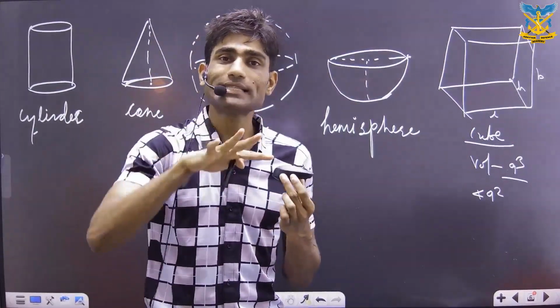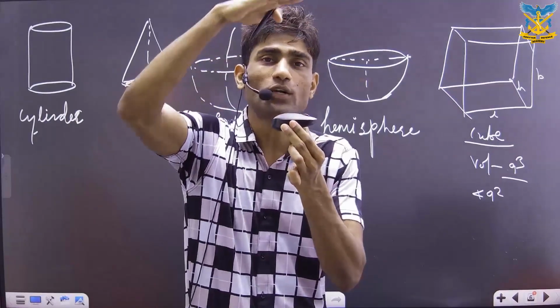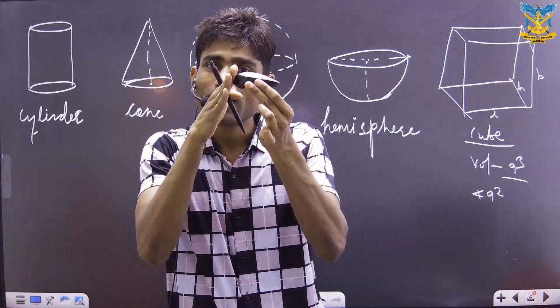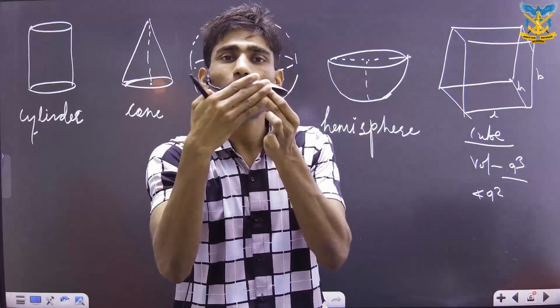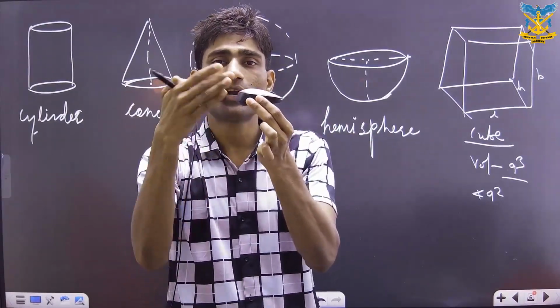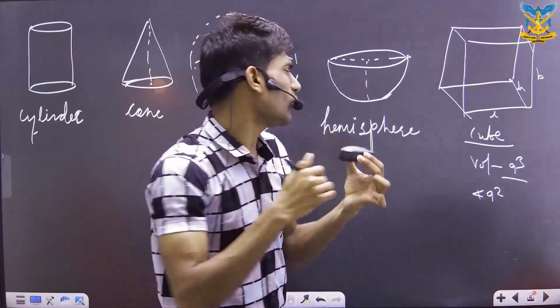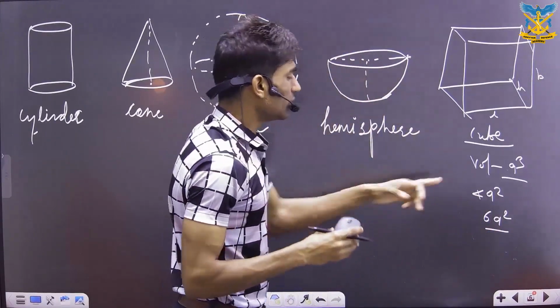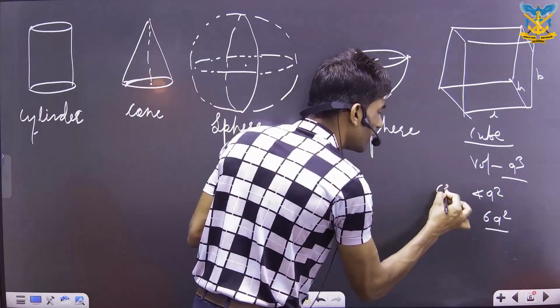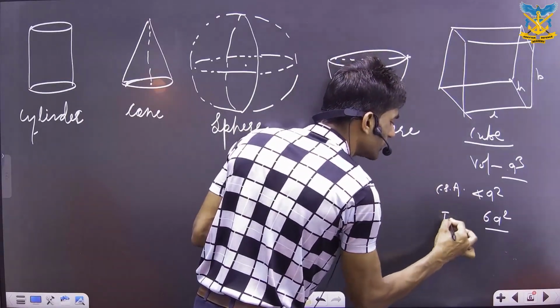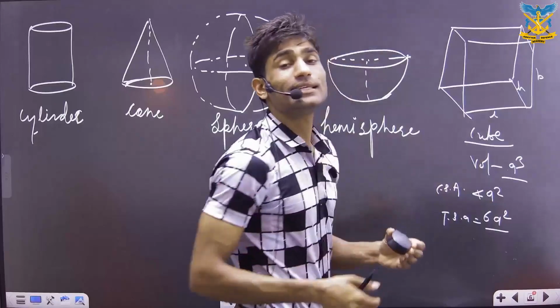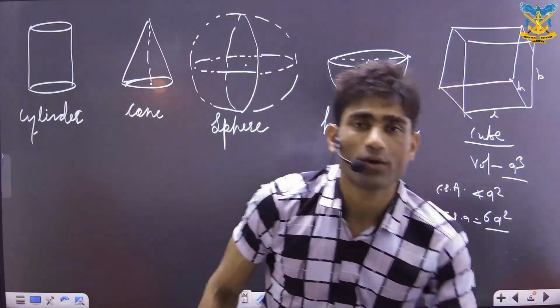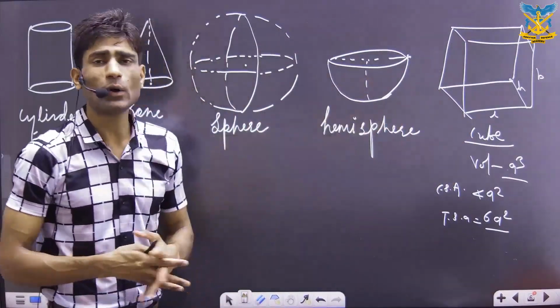Now total surface area, that means area of the top, area of the bottom, this part, this one also, front part and back part. In total, how many sides do we have here? 6 times a square. So this one is the curved surface area for our cube, and total surface area for the cube is 6 times a square. So that's it for the cube.